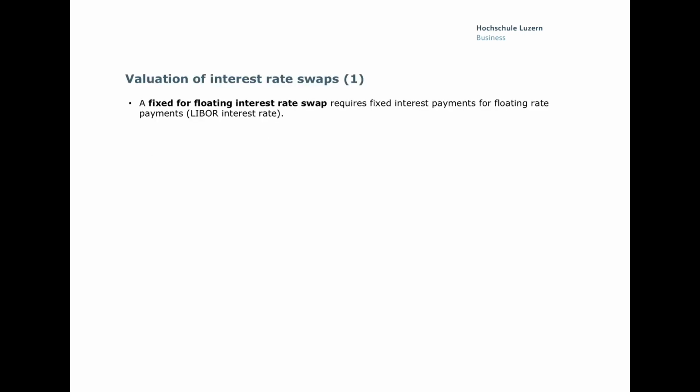So far, we have a basic understanding of how swaps work. The next step is to get familiar with how these swaps can be valued. For that purpose, we take another look at interest rate swaps. Recall that a fixed for floating interest rate swap requires fixed interest payments for floating rate payments where the floating rate is the LIBOR rate.